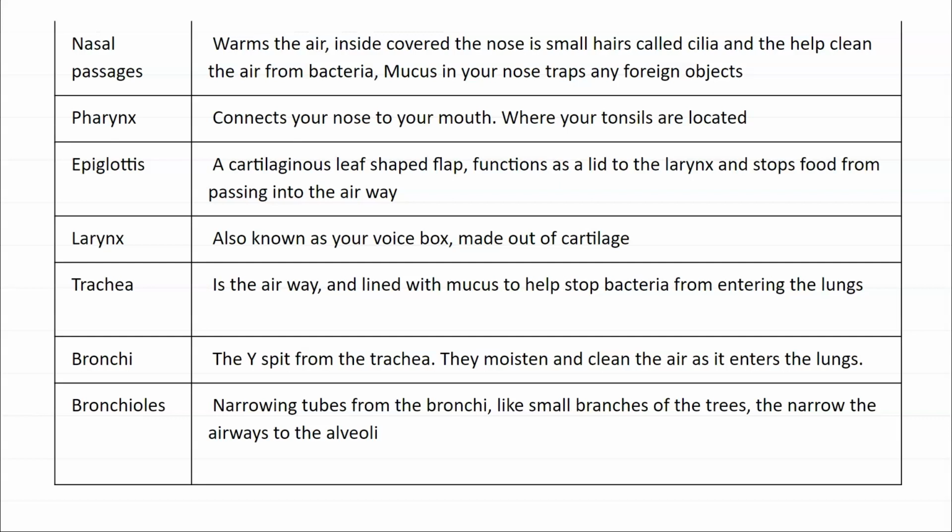So mucus, or the snot in your nose, also is trapping any foreign objects. So that's the nasal passage and the key things: warming the air, using the cilia to clean the air, and keeping mucus in there to help trap foreign objects.